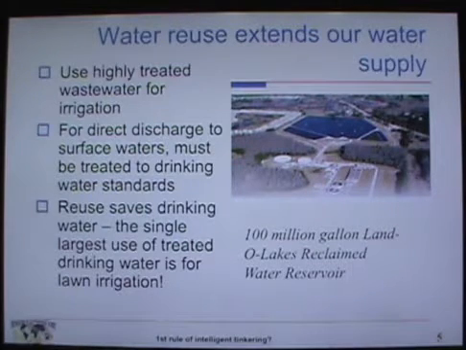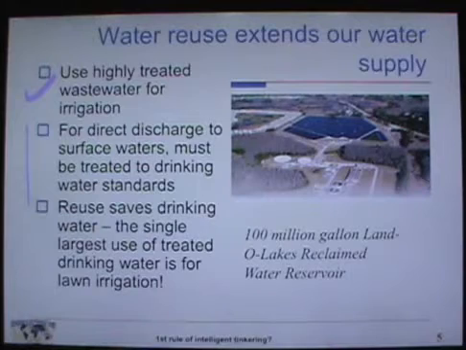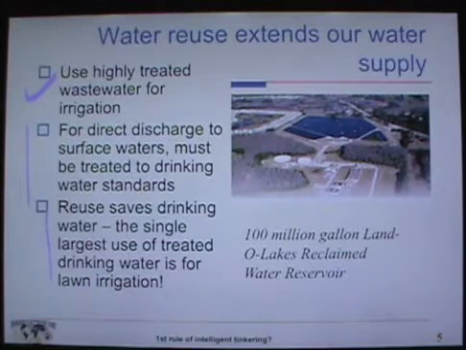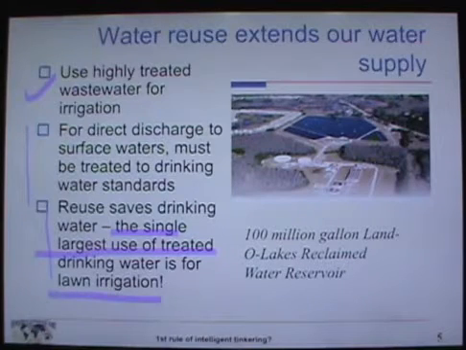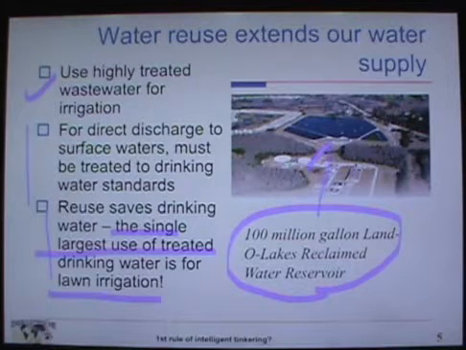Just like I was saying a second ago, use that highly treated wastewater for irrigation rather than pumping up fresh water. Most of the water that is used for irrigation, particularly in municipalities, is the same stuff that you would drink. Why would you irrigate with water that's been treated for drinking? Anyway, reuse saves drinking water. The single largest use of treated drinking water is for lawn irrigation. This is the 100 million gallon Land O'Lakes Reclaimed Water Reservoir, on the west coast of Florida.